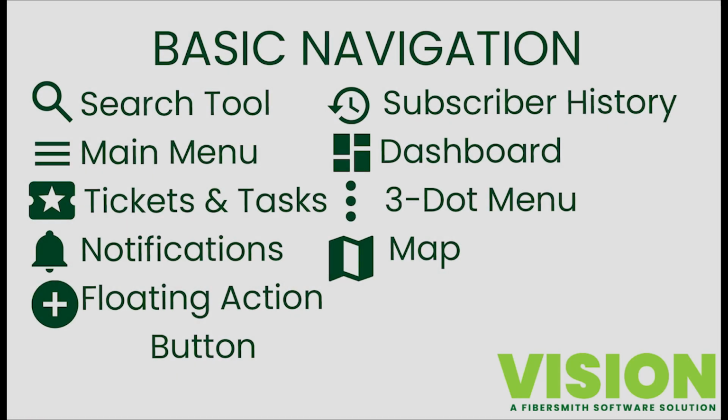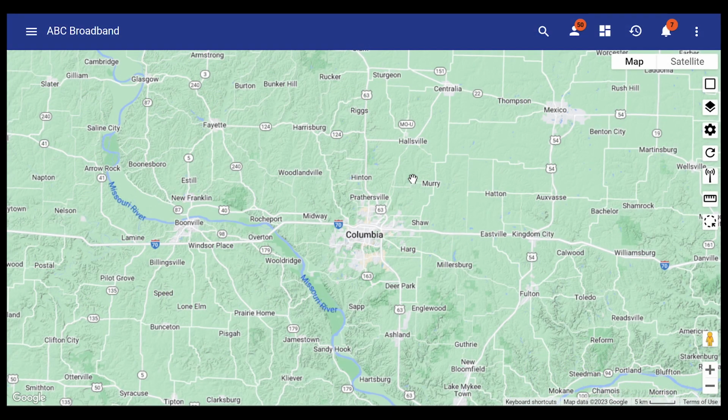This video is a quick overview of all the main sections found on your Vision dashboard. It will explain what each icon means and help you get a better understanding of the system's basic navigation.